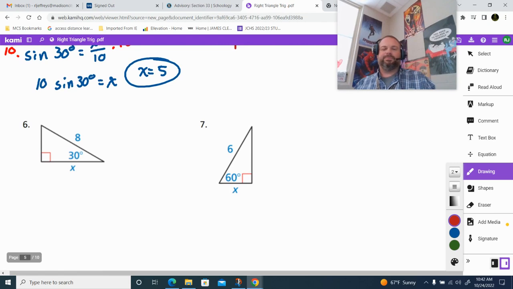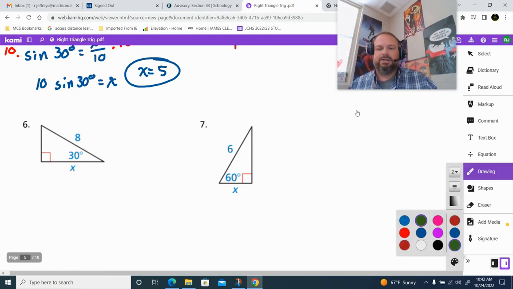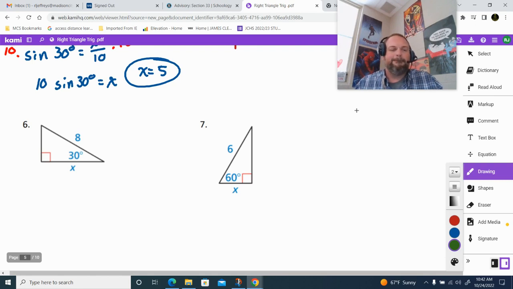Now, let's look right here. This is our angle. We have the adjacent side and the hypotenuse. What ratio is that? Cosine.